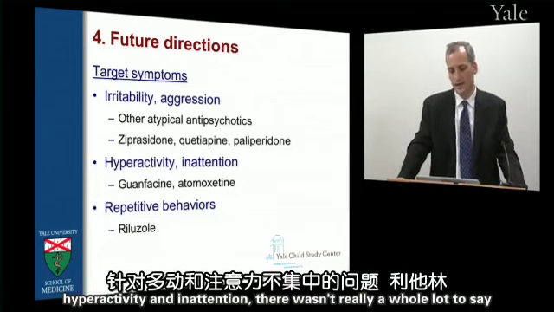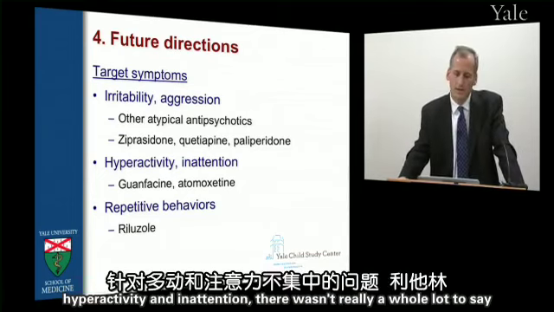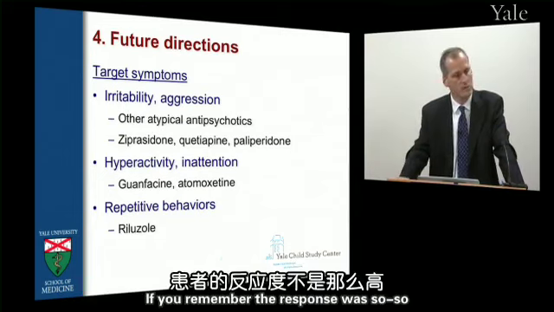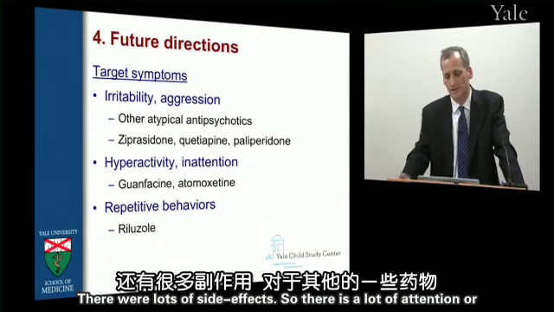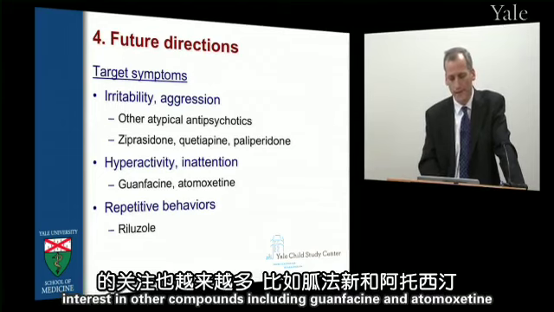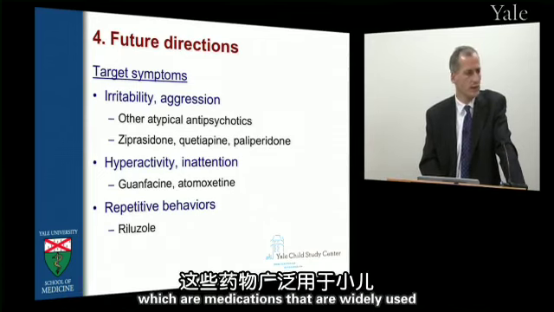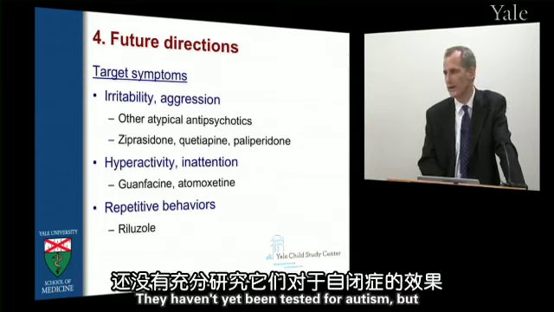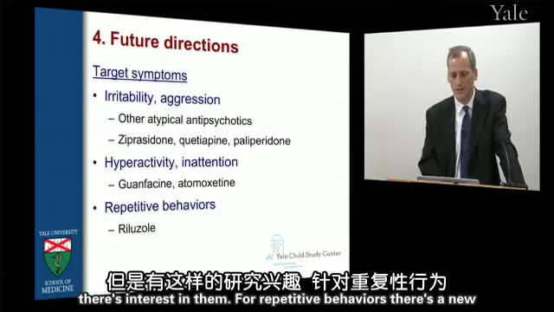For the case of hyperactivity and inattention, there wasn't really a whole lot to say for the methylphenidate. If you remember, the response was so-so. There were lots of side effects. So there's a lot of attention or interest in other compounds, including guanfacine and atomoxetine, which are medications that are widely used in ADHD, but that act through a different mechanism. They haven't been yet tested in autism, but there's interest in them.